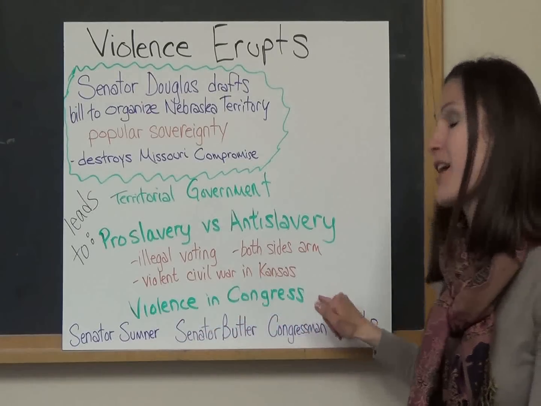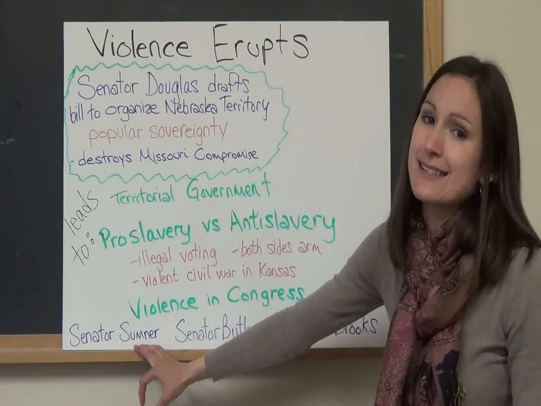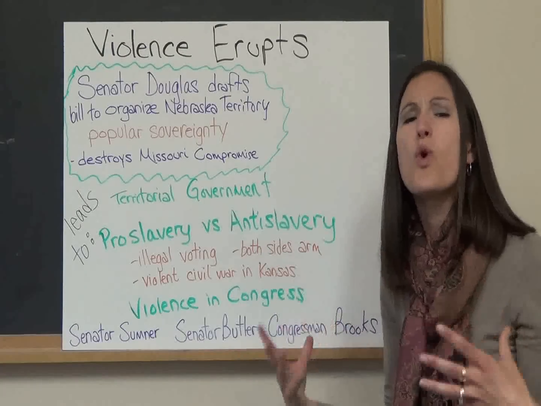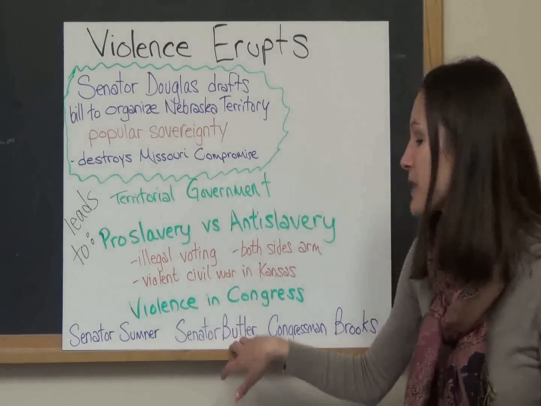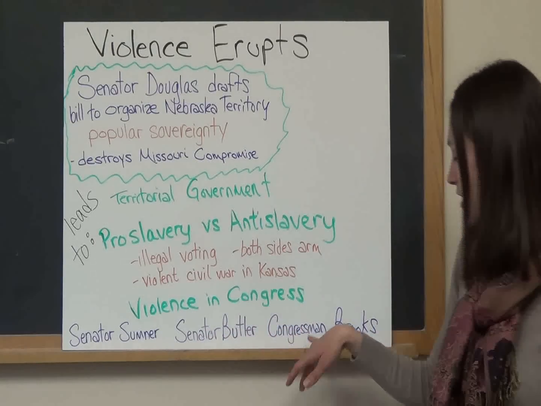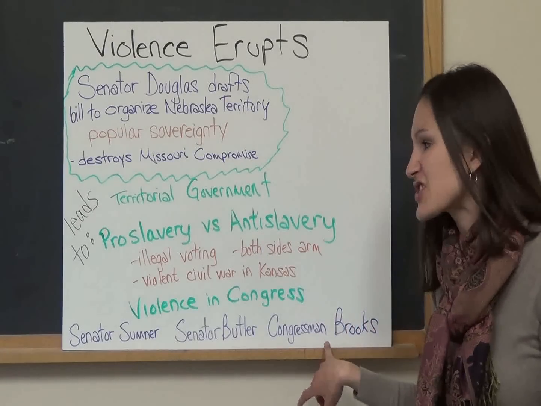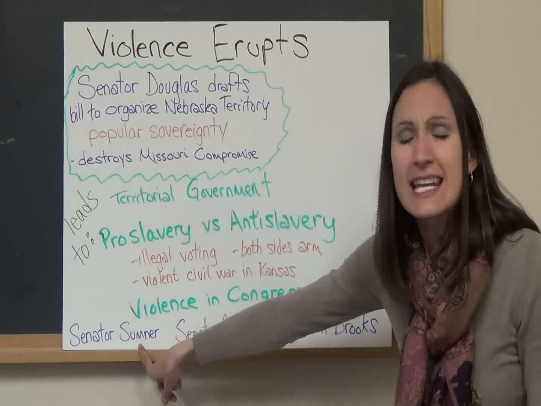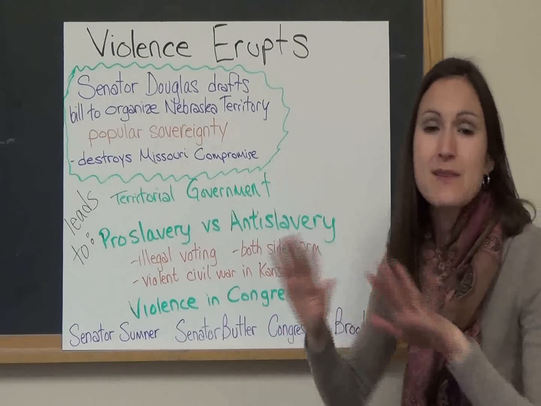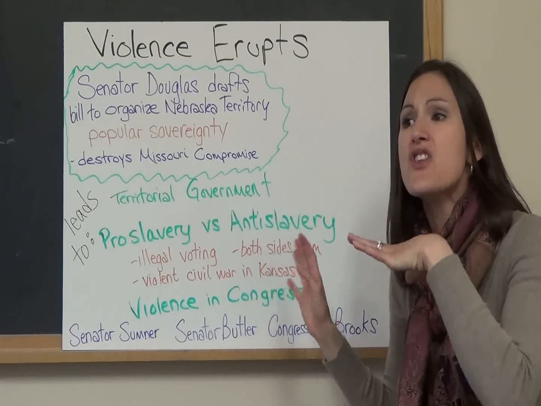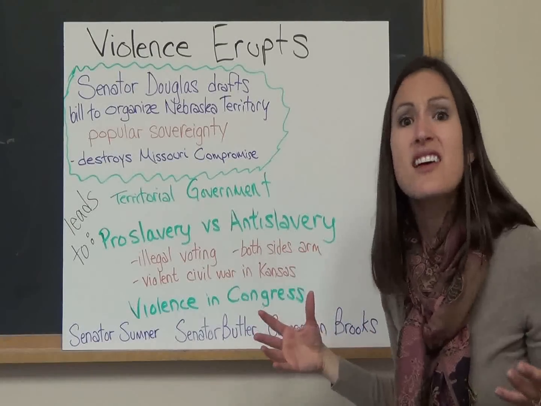Then we have violence in Congress. Senator Sumner was speaking out against bleeding Kansas, which it was called because of the blood and the civil war that was happening there. And he insults the Southern Senator Butler. Wow. Senator Butler's nephew, who was a congressman, Congressman Brooks, hears about this, and it doesn't go over very well. He actually attacks Senator Sumner as he's sitting at his desk with his cane, beats him over the head, and makes him unconscious. He has to go to the hospital. He cannot come back to Congress until about 3 years later.